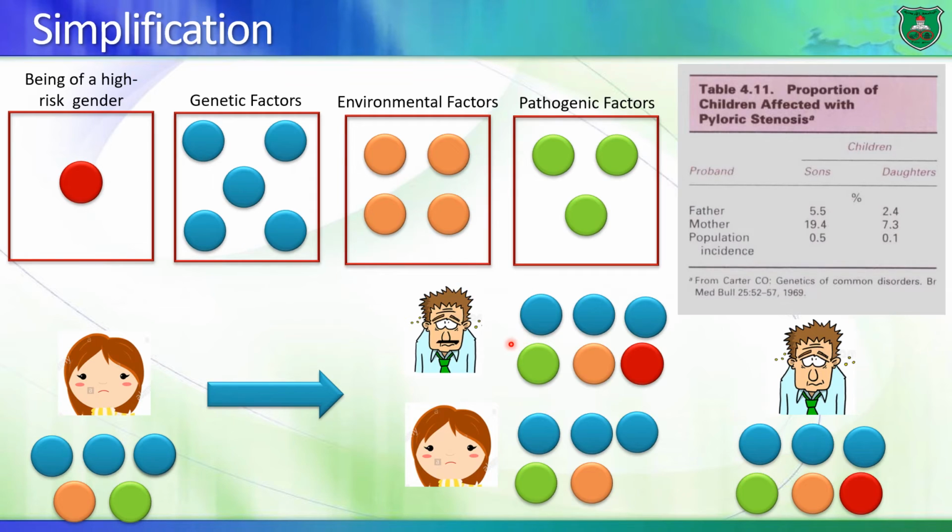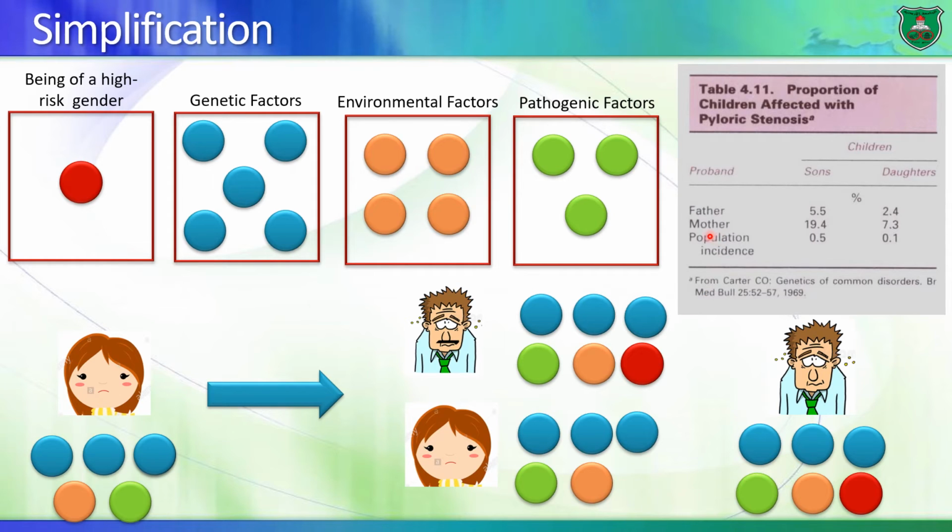So this person has a high chance of developing the disease because, in addition to having the same genetic, environmental and pathogenic contribution, being male would make it even worse. So you would have more males in the family being affected, and you will also have females at risk, but males would have a higher chance of being affected.